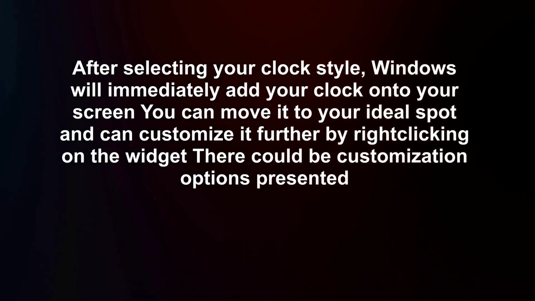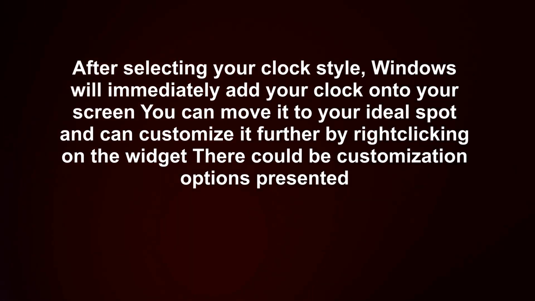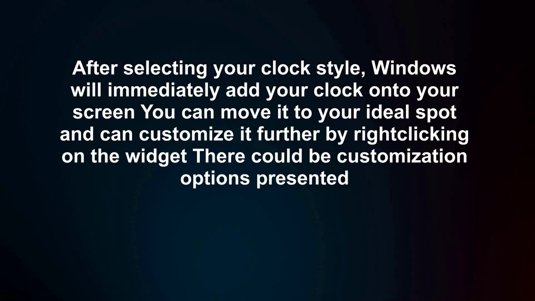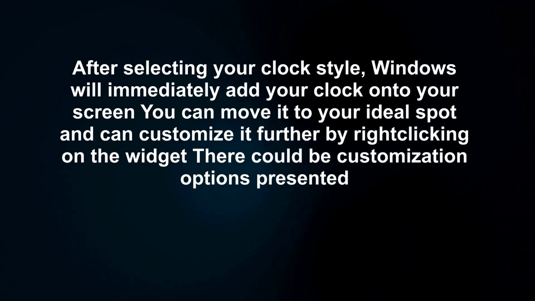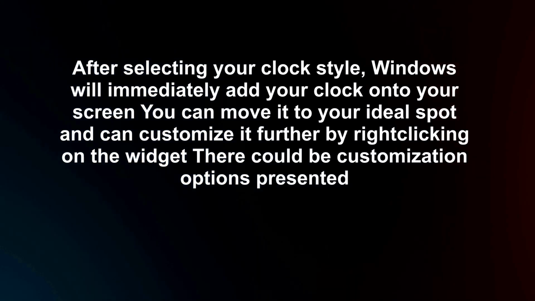After selecting your clock style, Windows will immediately add your clock onto your screen. You can move it to your ideal spot and can customize it further by right-clicking on the widget. There could be customization options presented.